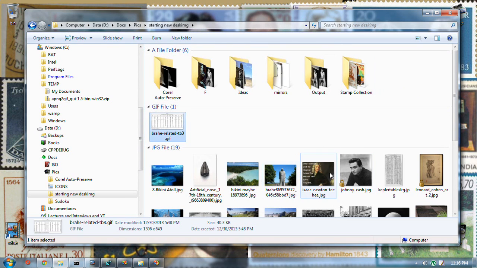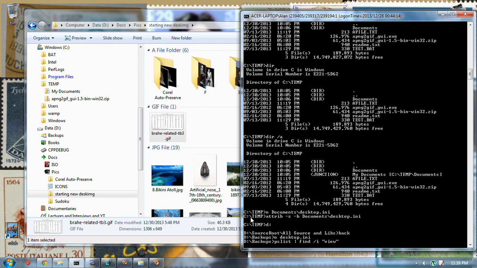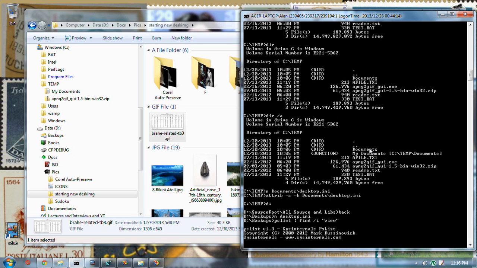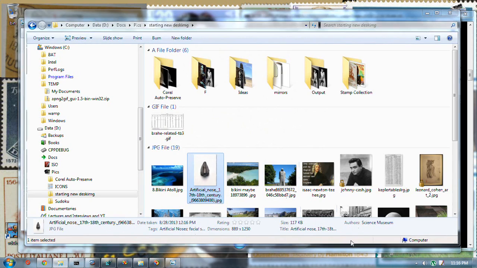Then I double clicked on a JPEG, and first I did PS list and anything with view or something in it, and nothing came up. Or image or IMG, or nothing. So I thought, that's impossible. It can't be, right? So then I have the thing going, and I want to see it.